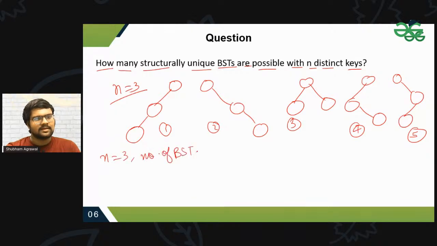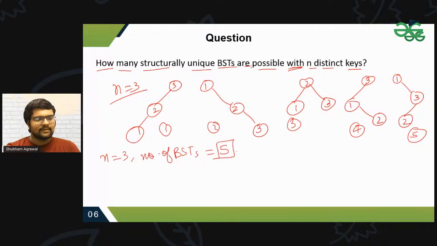We have drawn all the possible combinations here, and the nodes are unlabeled, so we can label them also. Here it would be 3, 2, 1. Here it would be 1, 2, 3. Here it will be 1, 2, 3. We have to follow the property of the BST here. So it will be 3, 1, 2. Sorry, here it will be, I think, 1, 3, and 2. So here 5 structurally unique BSTs are possible with 3 nodes.